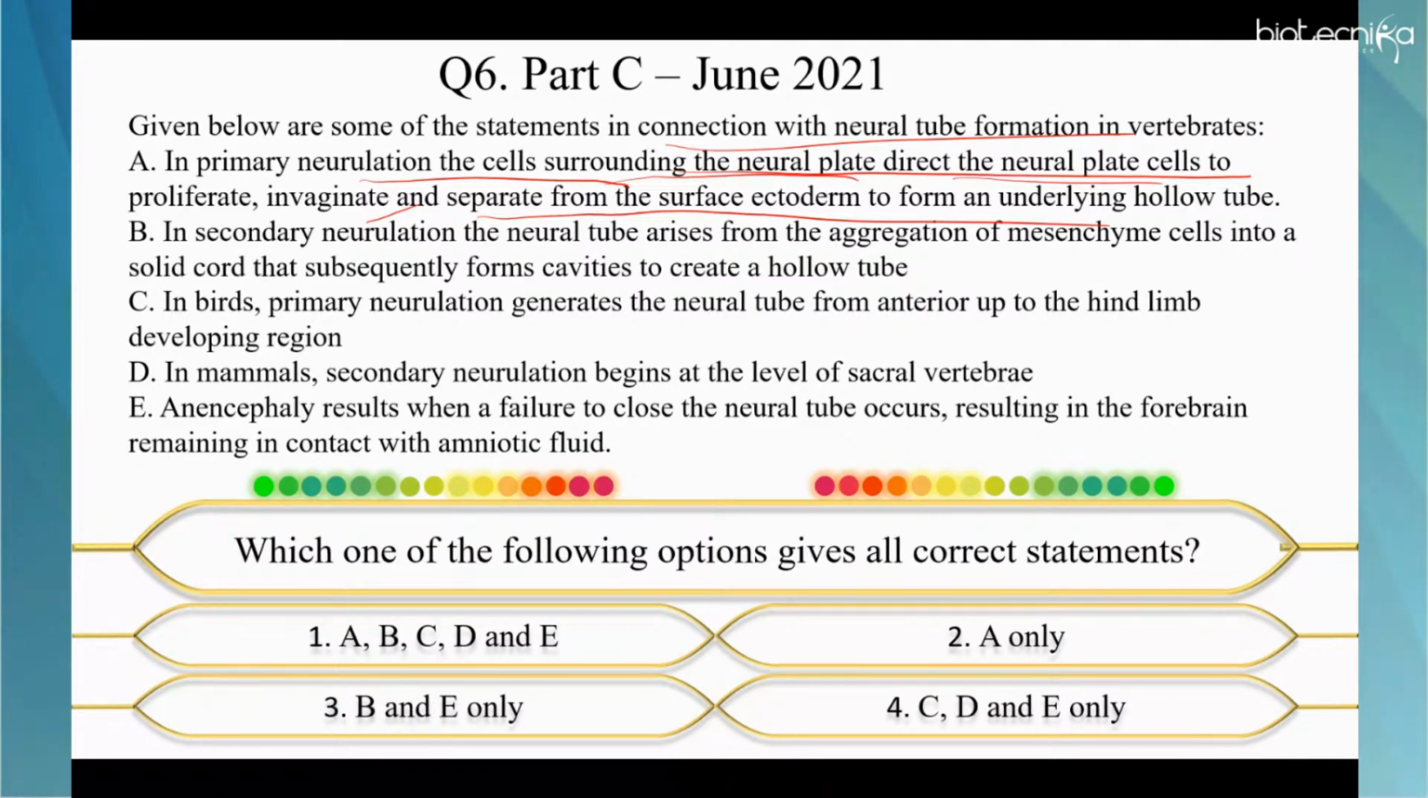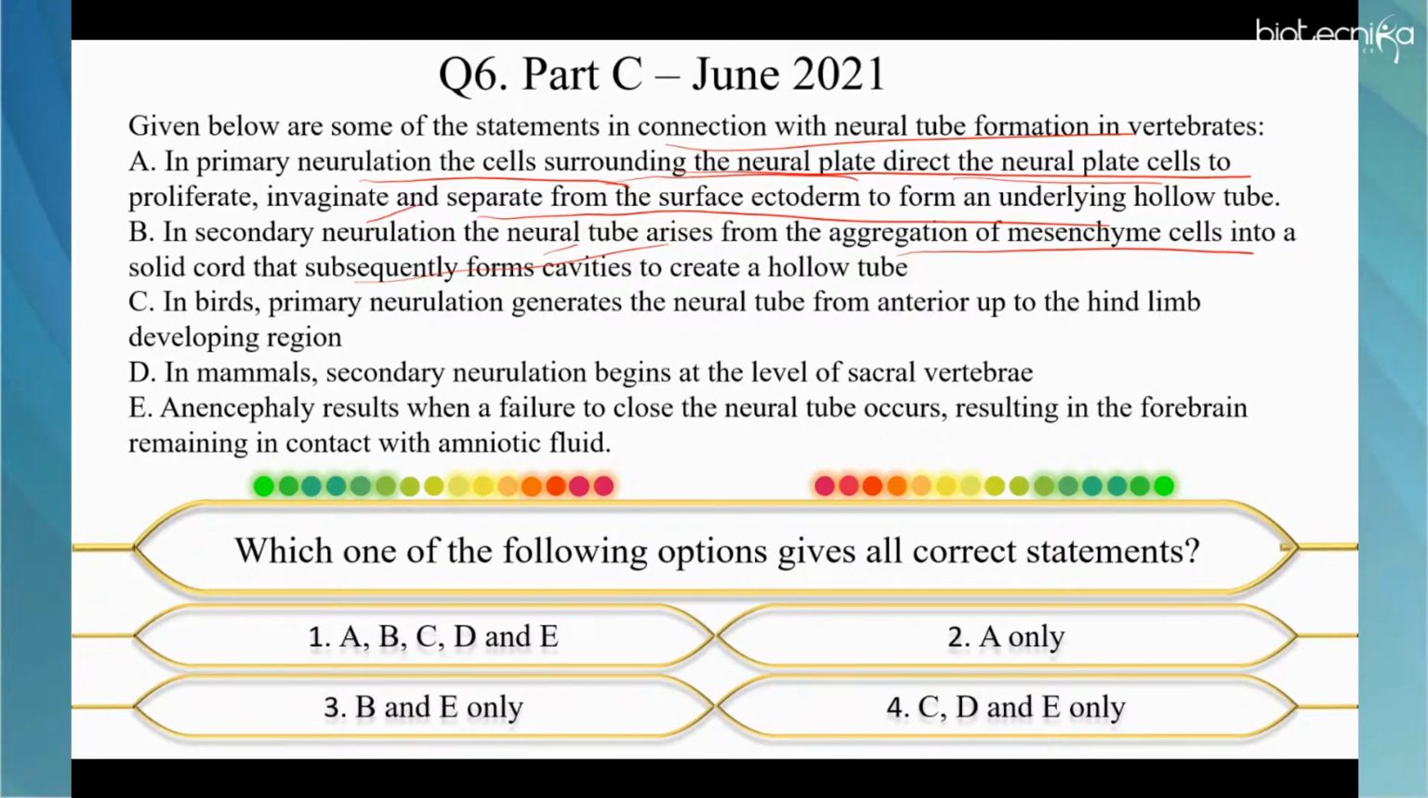So, what is the neural tube? Obviously, it is part of the nervous system; the central nervous system, and the peripheral nervous system will also be formed. But this neural tube will be formed in two ways, primary and secondary. In secondary, the neural tube arises from the aggregation of mesenchymal cells into a solid cord that subsequently forms cavities to create a hollow tube.